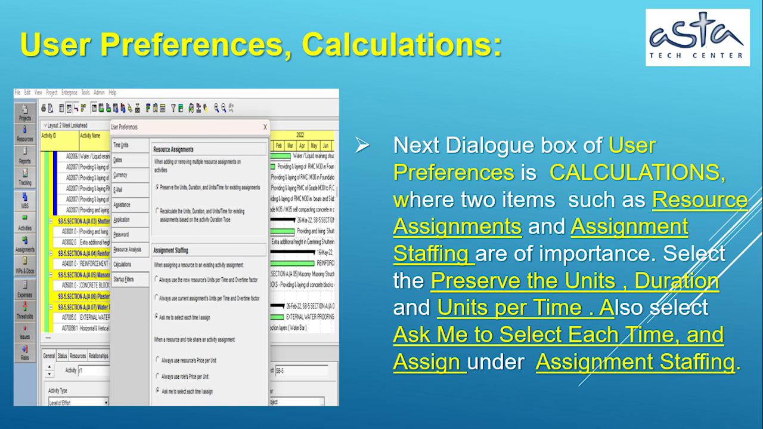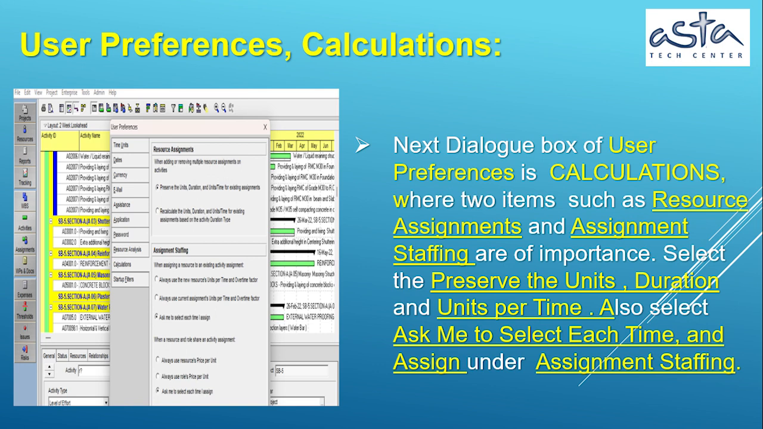User Preferences, Calculations. The next dialog box of User Preferences is Calculations, where 2 items, Resource Assignments and Assignment Staffing, are of importance. Select Preserve Units, Duration, Units of Time, and also select Ask Me. Select each time and assign under Assignments.